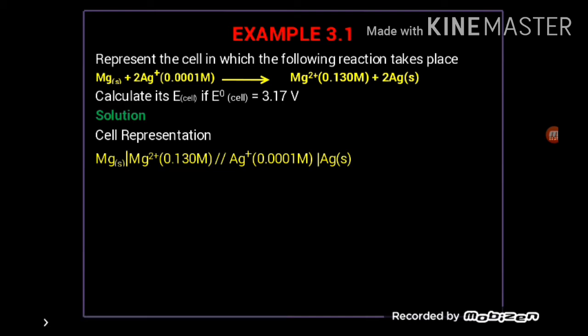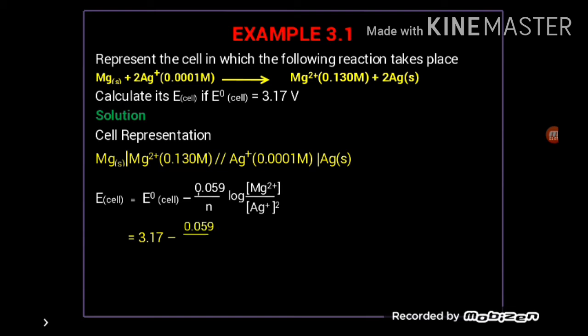Now we have to calculate the E cell. According to the Nernst equation, E cell is equal to E° cell minus 0.059 divided by n into log of anode concentration divided by cathode concentration. So see my dear students, in the question E° cell is given, that is 3.17, minus 0.059, it's a fixed value, divided by n. n is the number of electrons. So how many electrons are involved in this reaction?